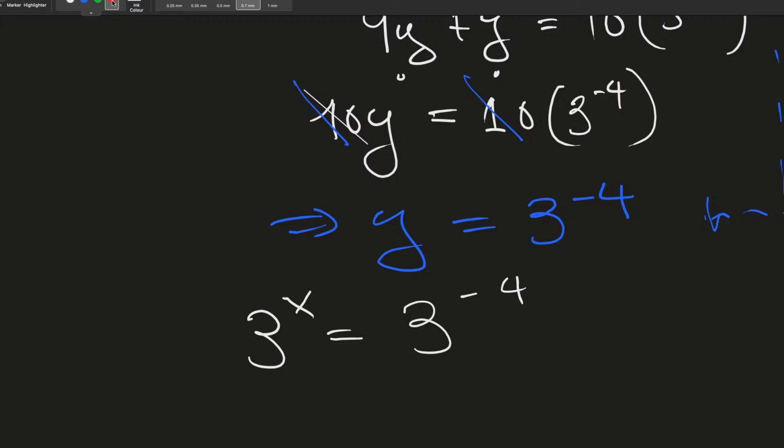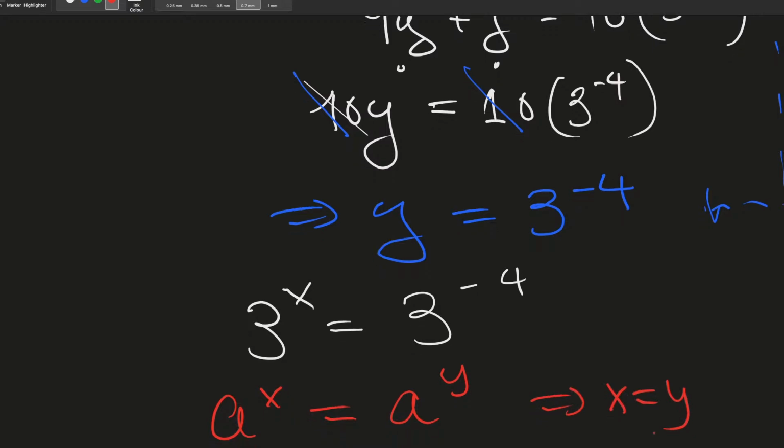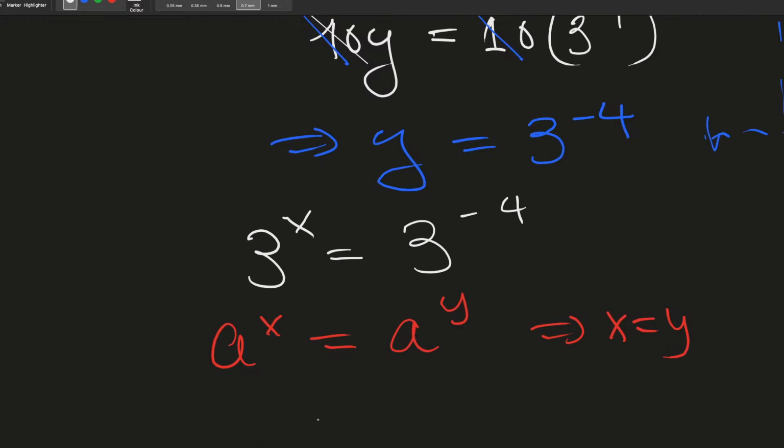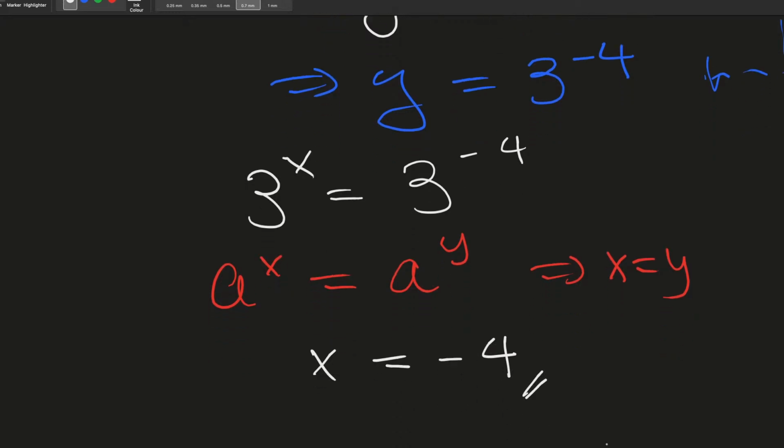Okay, that says if we have a raised to the power x equals a raised to the power y, this implies that x is equal to y. If that is the case, you see that since we have a^x and a^y, with a representing the 3, and x and -4 representing x and y, therefore we can confidently say that, as we apply this property, x will be equal to -4. So hence, this is the solution.